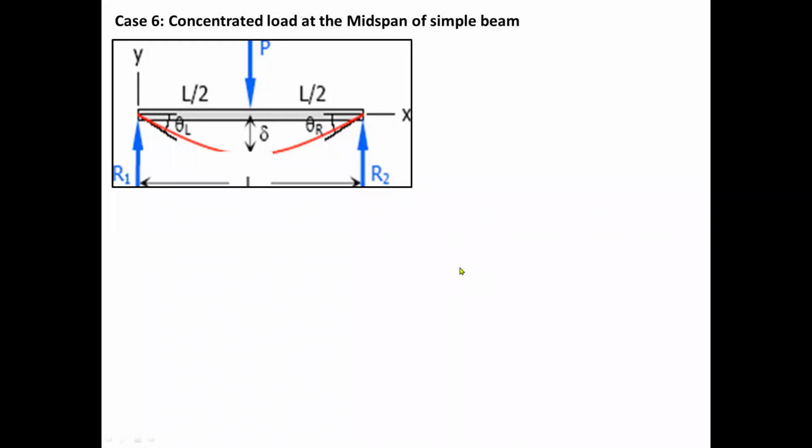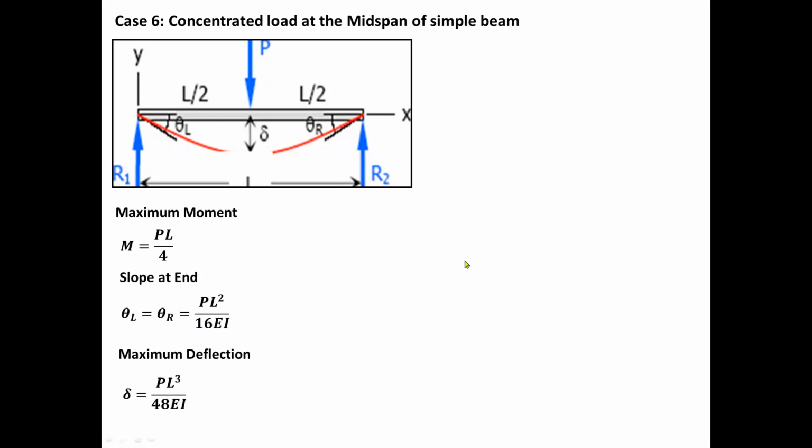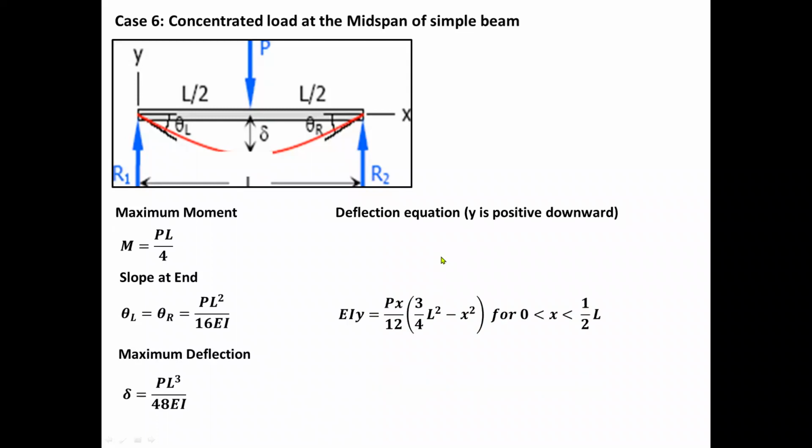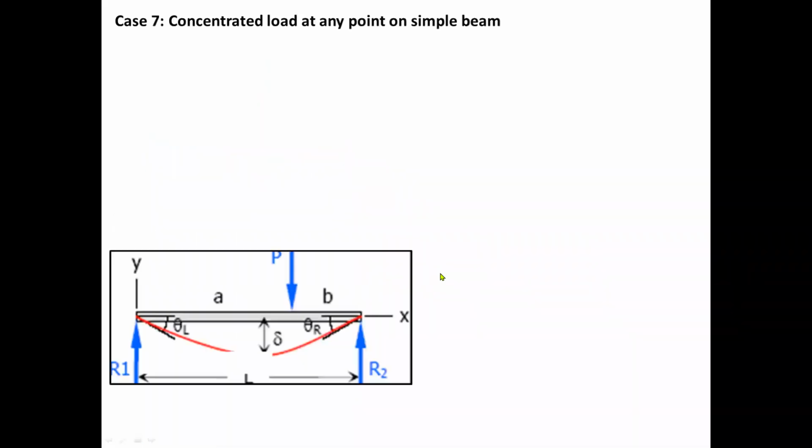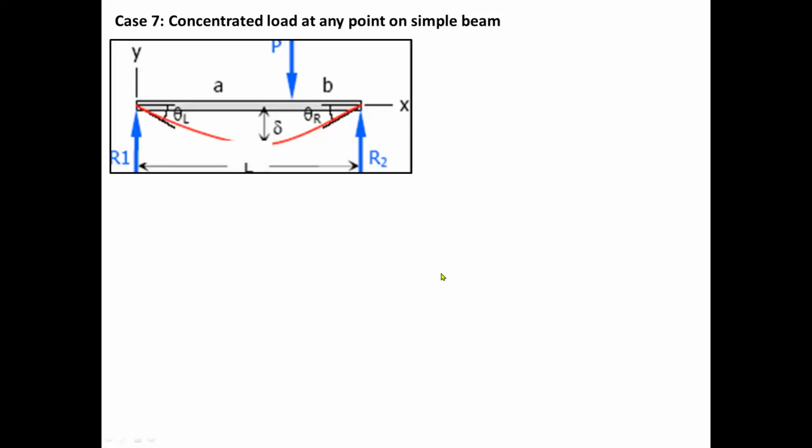Okay, so let's proceed. So, yun yung maximum moment natin. Slope at N. Maximum deflection, PL cube over 48 EI. Yun yung na-derive natin kanina. And even the slope. And then, deflection equation. Yan ang mga formula natin. So, that's case 6. Sa case 7 naman, kabisadin nyo rin yan.